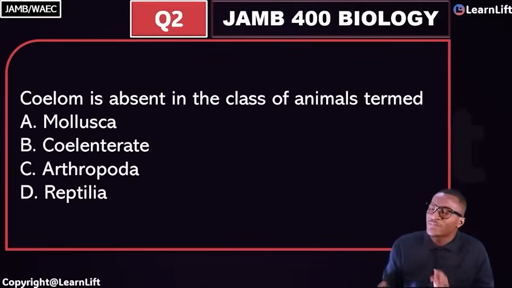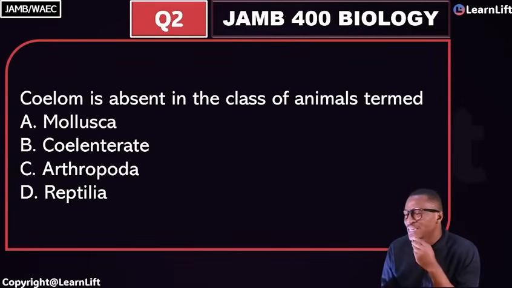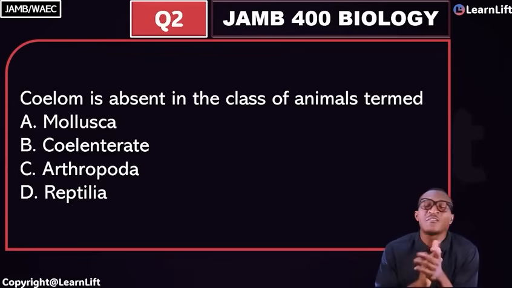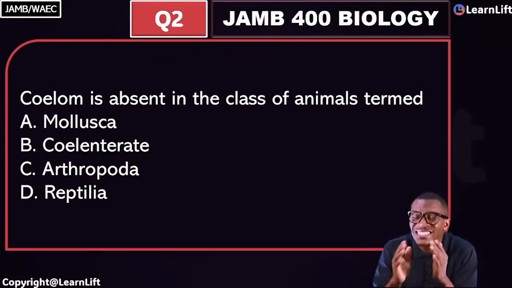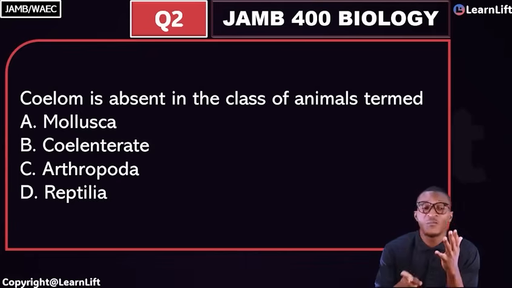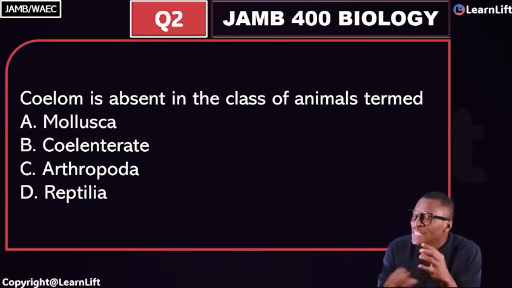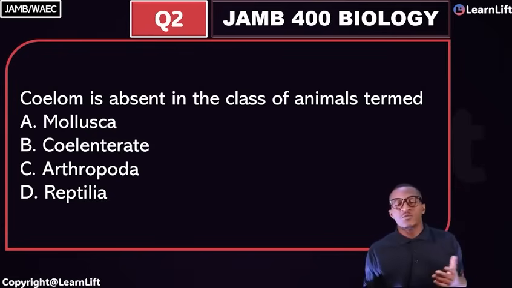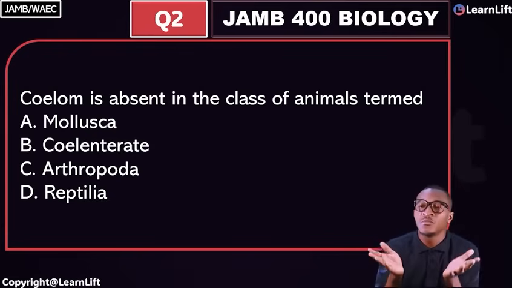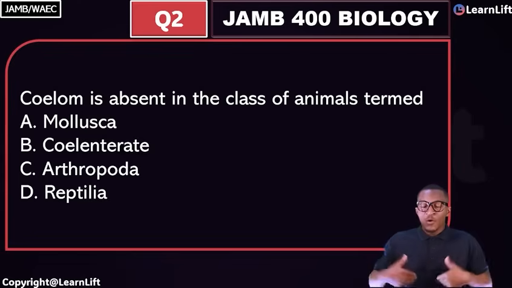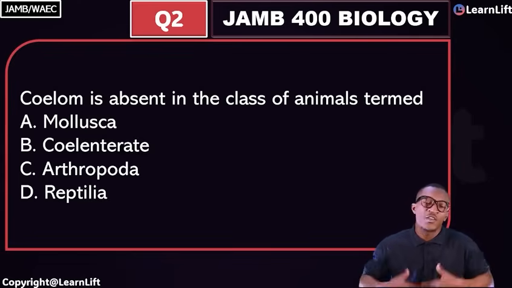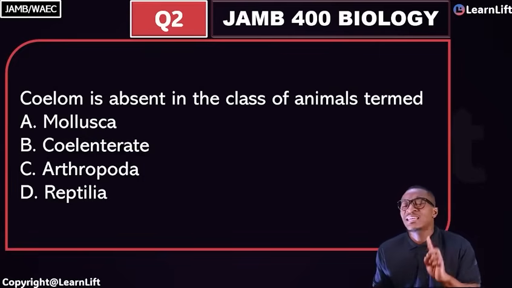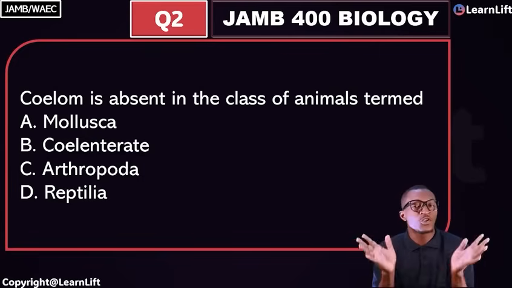The second question says that coelom is absent in animals termed as. Everybody, those of you that will be following the learning classes, you'll be getting these answers at the drop of a hat because we've covered all this. Coelom is present in the classes of animals termed. Now, what is coelom? There are spaces between the anterior abdominal wall and the viscera. That space is what we call coelom.